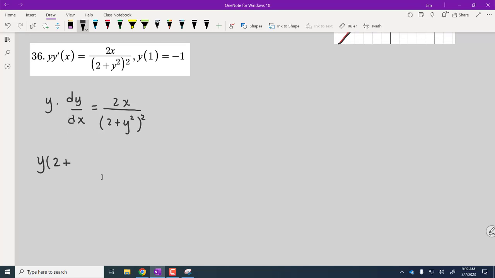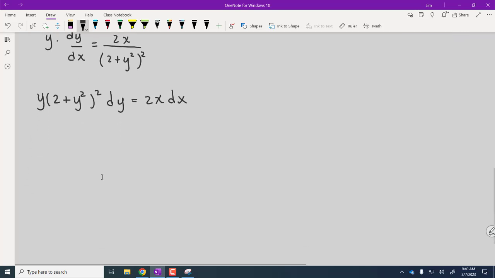So this, again, is not too bad in terms of separating. All we're doing is multiplying the dx to the right and multiplying that y expression to the left. Now we can integrate. Now on the left, you could use u substitution if you wanted, or you could just multiply it all out and use the power rule. U substitution would work here, but it's kind of silly. It's going to be a little easier just to multiply it all out and use the power rule.